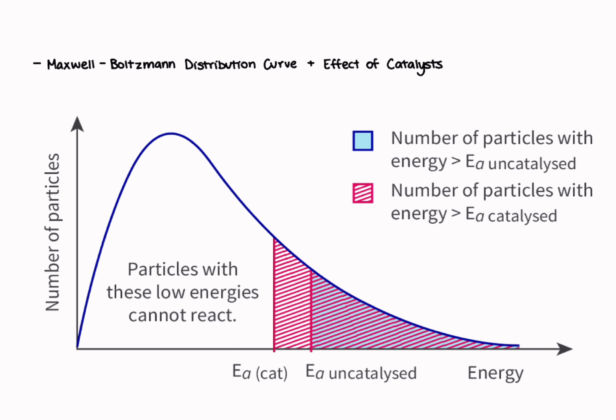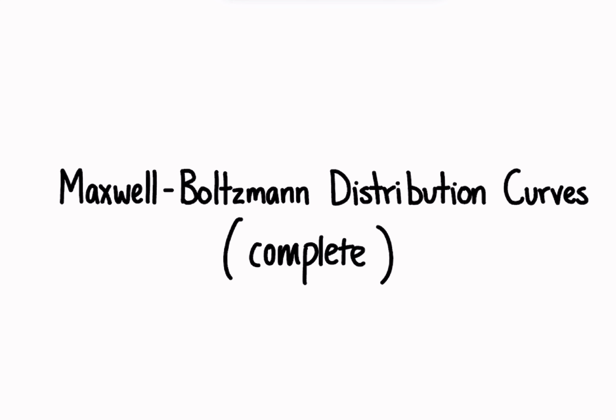However, since the presence of a catalyst doesn't alter the average kinetic energy of the particles, the shape of the curve remains the same. But by moving this activation energy line to the left slightly, we have increased the proportion of particles with enough energy to react. And we can see this because the area underneath the graph with this line over here is larger than the one with this line over here. And that is about all for Maxwell Boltzmann's distribution curves.